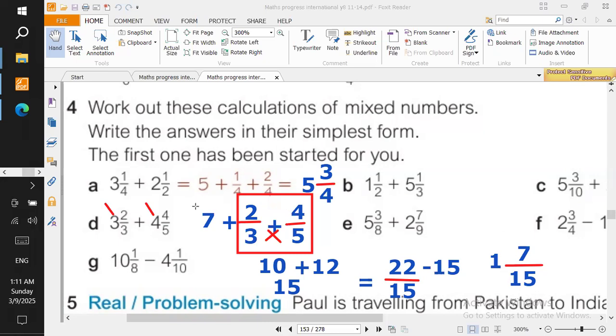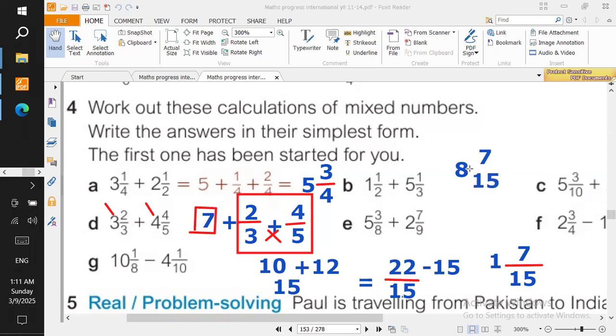I got this. Now I'm going to add the 7 to it because the 7 was the first number that we have from 3 plus 4. So when you add 7, this will become 8 and 7 over 15. So the final answer will be 8 and 7 over 15. And this is how you answer a question like this.